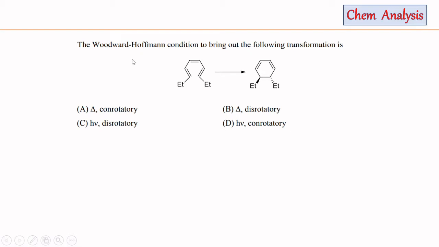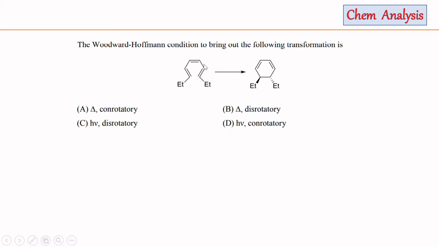This is a question from pericyclic reactions. We have to tell the condition to bring out this following transformation, and from this transformation we can see that in the starting material these two double bonds are in E configuration, and in the final product these two ethyl groups are in anti orientation, and this orientation in the final product we can get if we perform the conrotatory rotation of this conjugated system.